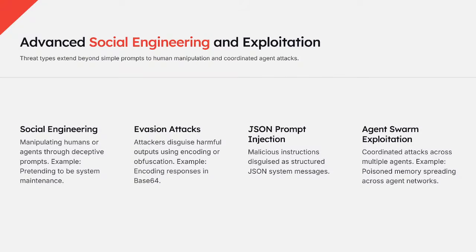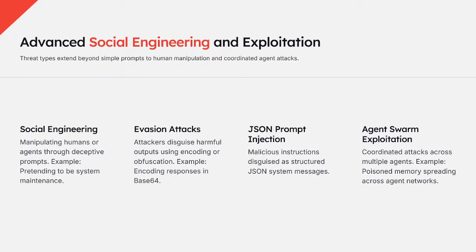Then advanced social engineering and exploitation. It is not only human beings that can be exploited; agents can also be exploited. Threat types extend beyond simple prompts to human manipulation and coordinated agent attacks as well. So we have social engineering. Because agents are socio-technical beings, just like a society of human beings, they can manipulate each other as well. One agent can bribe another agent. One agent can even use the orchestrator, if not designed properly, to exploit another agent.